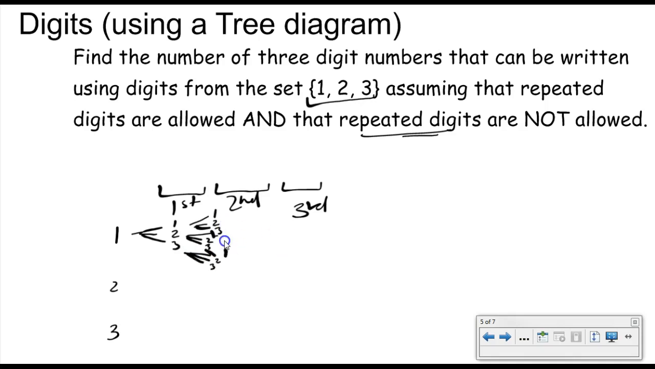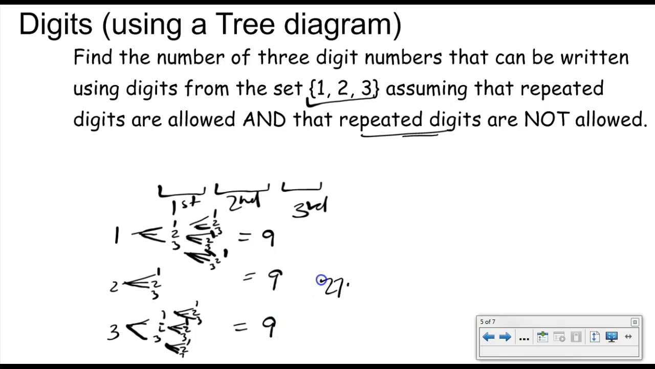So there are 1, 2, 3, 4, 5, 6, 7, 8, 9 ways. The same thing is going to happen here. 1, 2, 3. There's going to be 9 ways here. Do the same thing here. Each one of these, 1, 2, 3, 1, 2, 3. I get 9. So 9 plus 9 plus 9, I would have 27 ways, and this is if repeats are allowed.